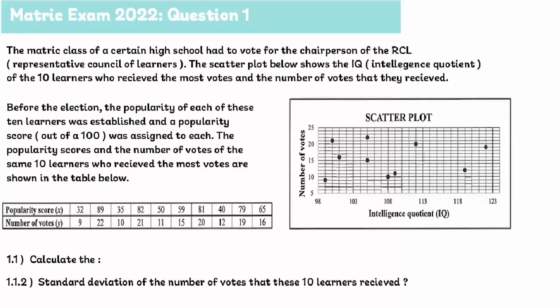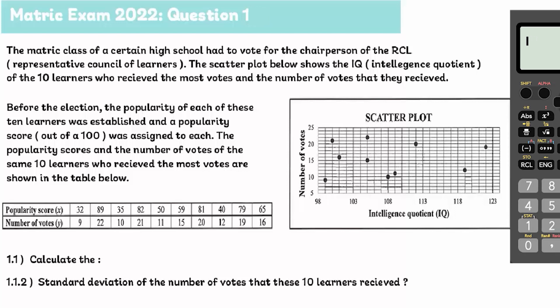1.1.2, standard deviation of the number of votes that these 10 learners received. Now in question 1.1.1 we worked out the mean, which is kind of the average of all the data. The standard deviation is going to help us determine how this data is plotted around the mean. And how do we calculate this? So basically, we do exactly the same, except we're going to choose different functions on the calculator.